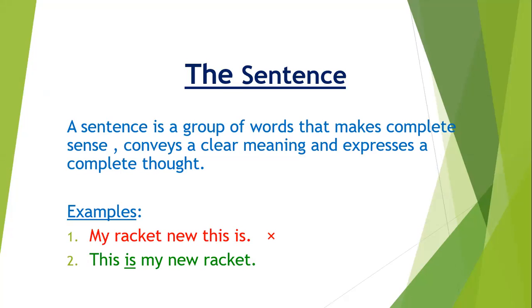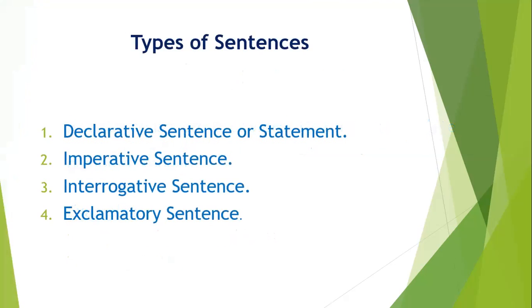Now let us have a look at the types of sentences we have in the English language. There are four types of sentences in the English language. The first is declarative sentence or statement, then imperative sentence, interrogative sentence, and exclamatory sentence. We are going to study these one by one.